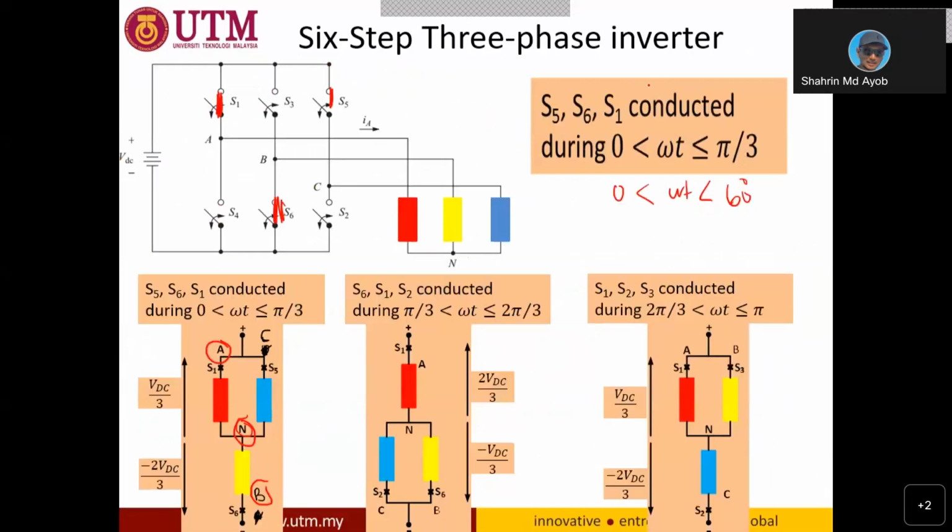So for this first interval, S1, S5, and S6 will turn on. You need to look at the current path, the voltage polarity, and so on. So you will see the reason why we have VDC over 3 and negative VDC over 3. This one is for the second interval and so on. I don't want to elaborate more on this, so you can refer to the slides.